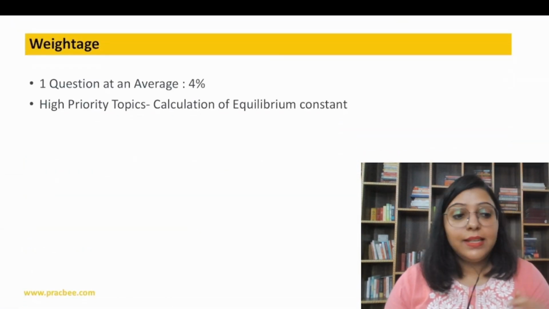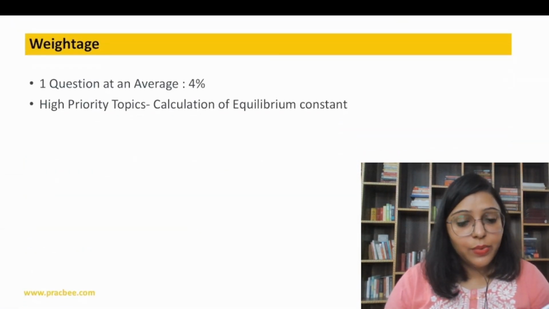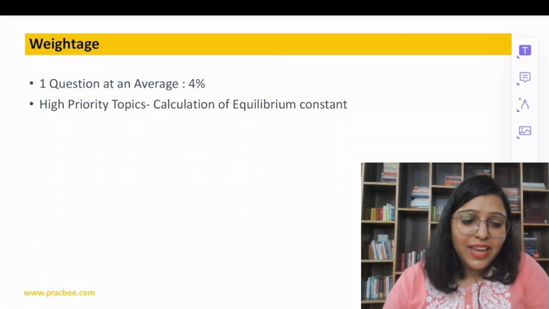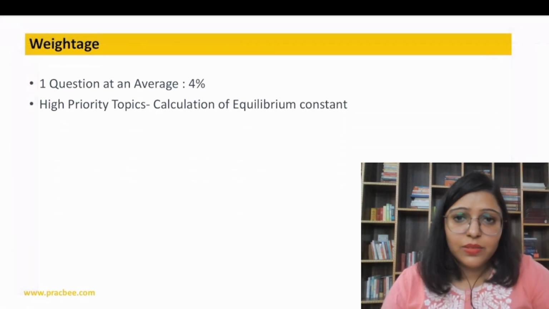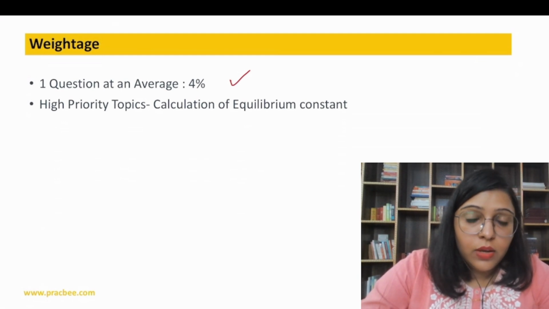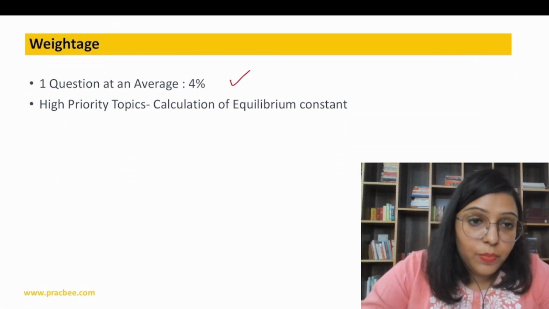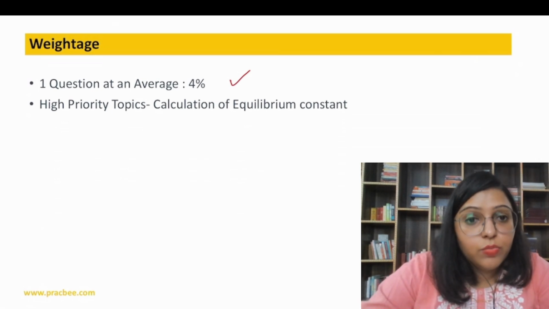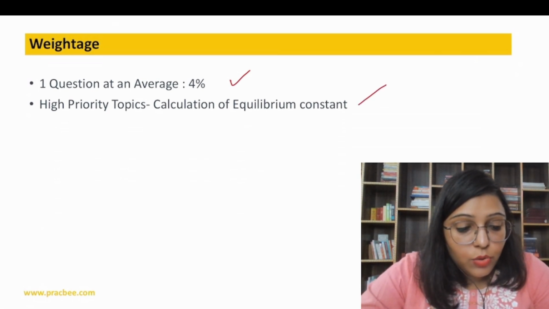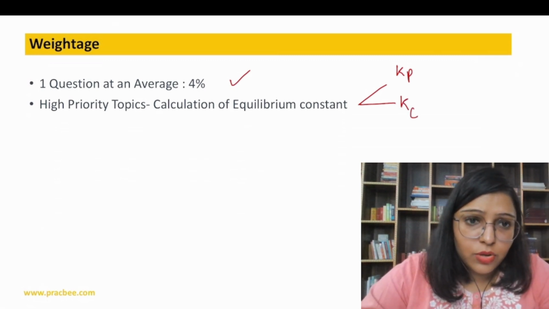Okay, now let's discuss the weightage. So if I discuss weightage, the weightage is going to be 4%, right? It is going to be 4%. It means every year we can say there is one question from this topic and the question is going to be very easy. What is the high priority topic over here? Calculation of equilibrium constant. So generally the questions are going to be from the equilibrium constant part. And we know that in equilibrium constant we have Kp, we have Kc, right? So we have two important equilibrium constants, Kp and Kc.